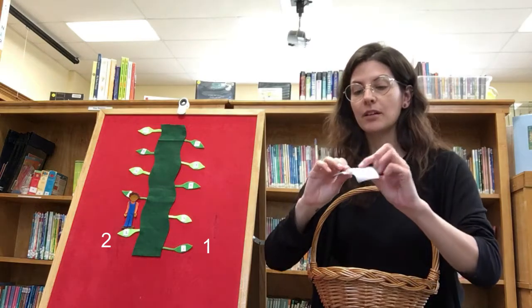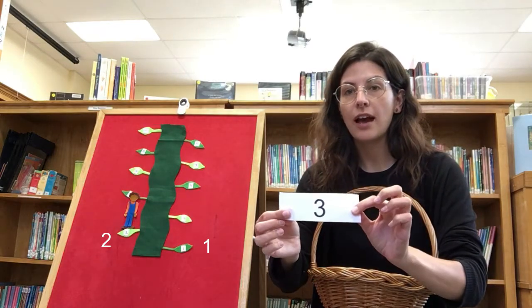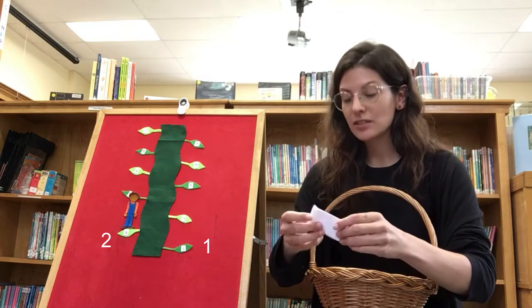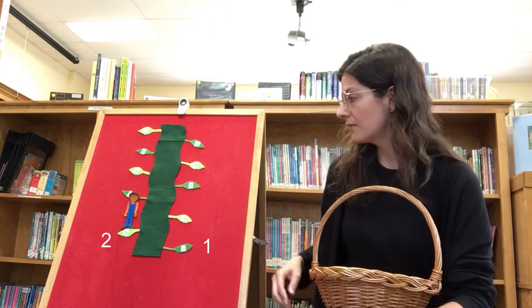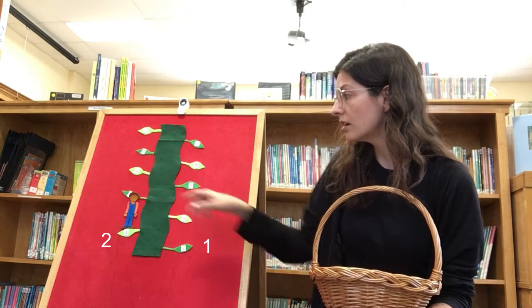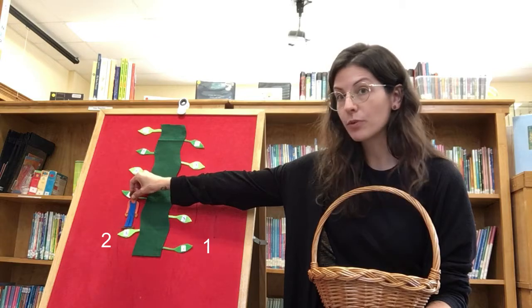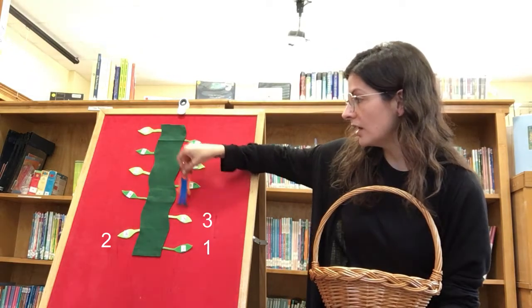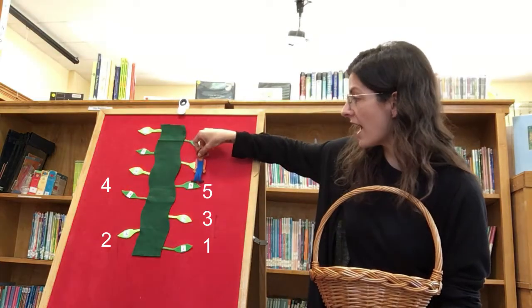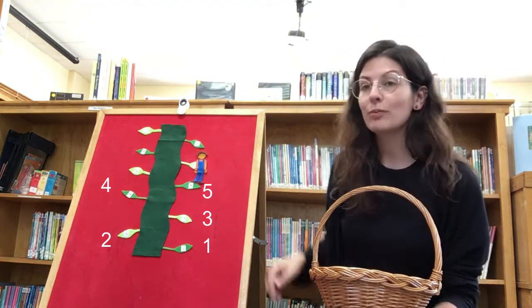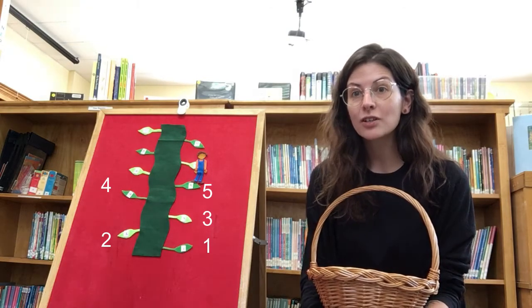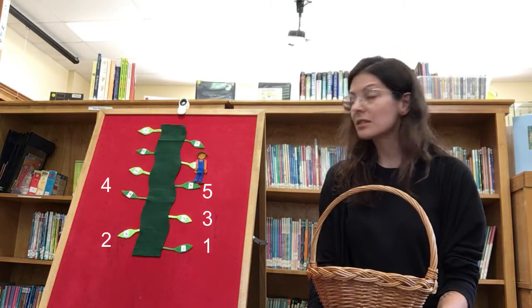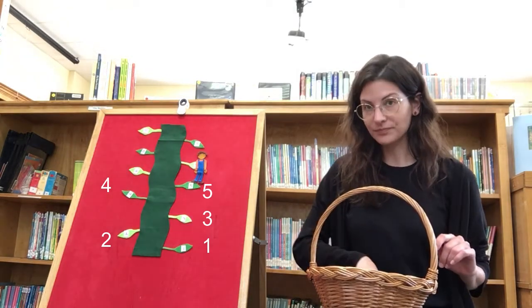All right, this time he climbs up how many spaces? 3 spaces. So let's add 3 to that. We have 2. Need to go up 3 more. So 2, 3, 4, 5. 2 plus 3 is 5. So now Jack is halfway up the beanstalk. But he still has some more to go. Let's see if we can help him out.